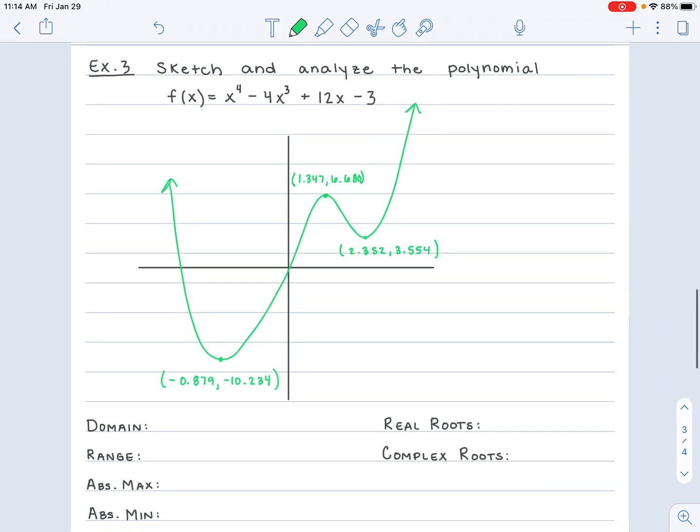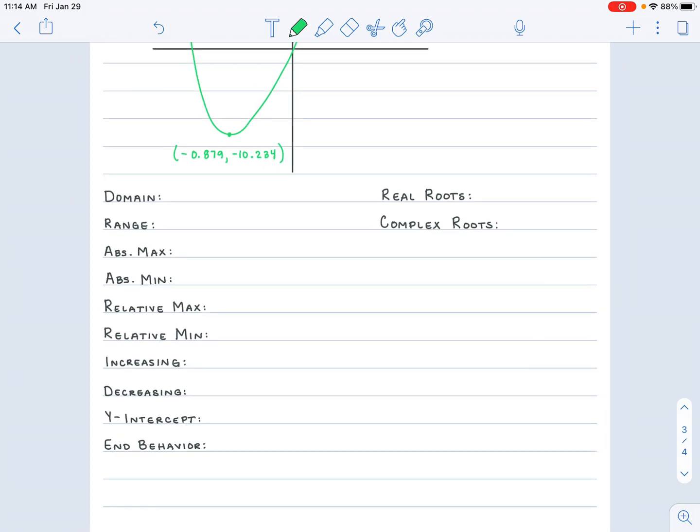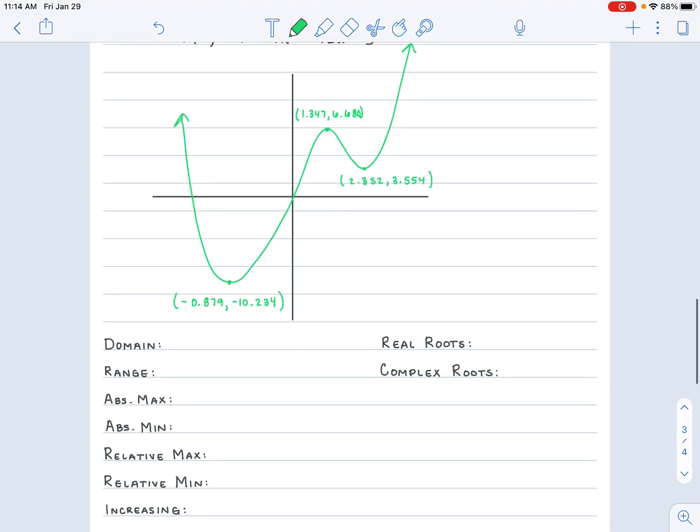Notice here too, it's an even degree, so our arrows are both facing the same way, and it's facing upwards because it's a positive leading coefficient. So now with this, we're going to analyze it and answer all of these questions. Go ahead and pause this and write down all these questions.